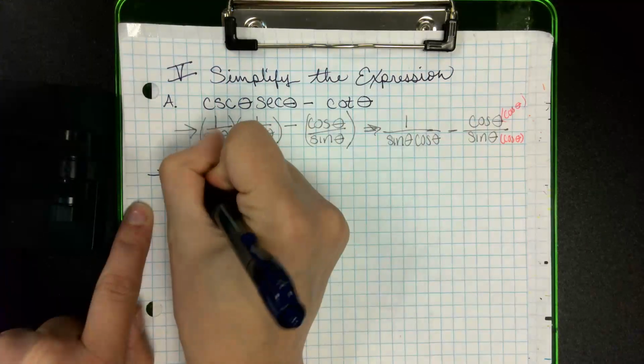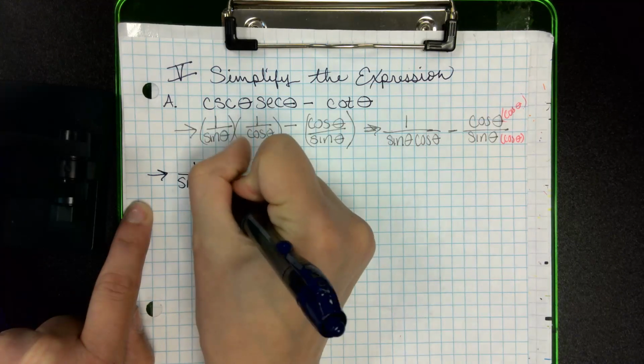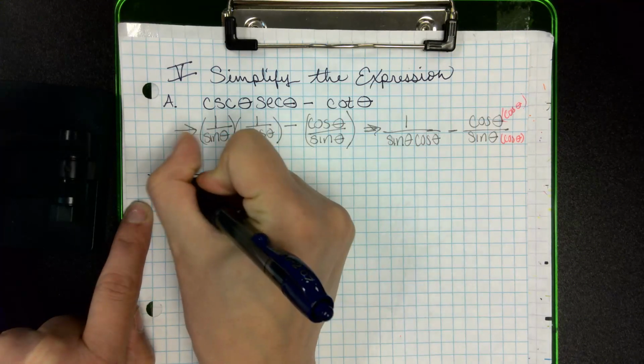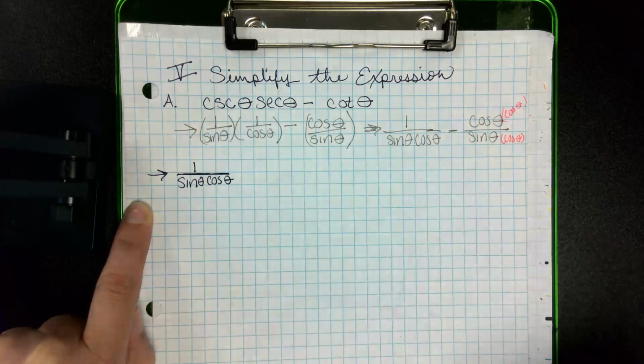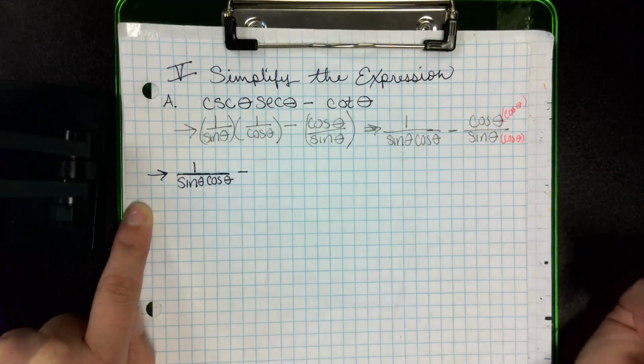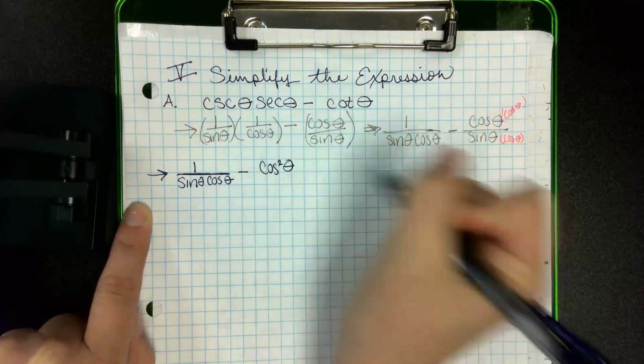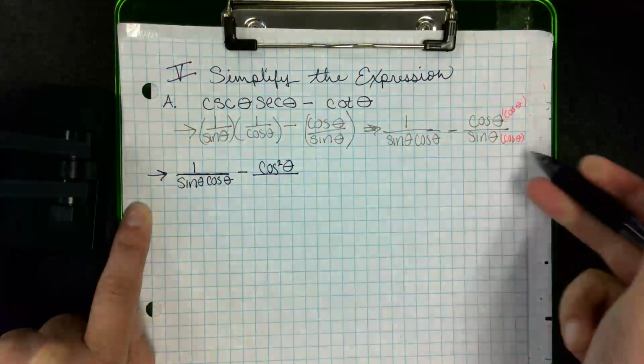So now I have 1 over sine cosine. I know I'm not saying theta, but I am writing it. I just don't like to say it over and over. Minus, I have cosine times cosine. That's cosine squared theta over sine cosine.